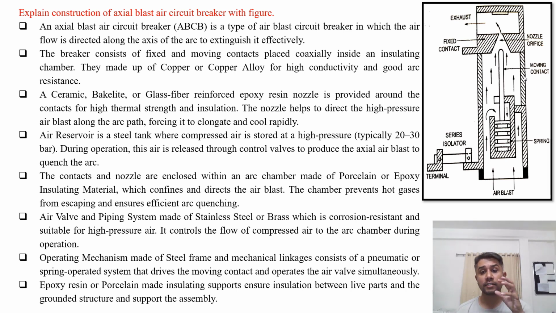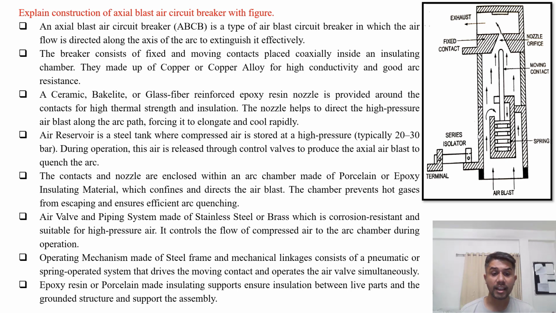This arc chamber is made up of porous material. Quenching takes place here in this arc chamber. Now, air valve and piping system made up of stainless steel or glass, which is corrosion resistant and suitable for high pressurized air, is part of this type of breaker. It controls the flow of compressed air to the arc chamber during the operation or the quenching mechanism.